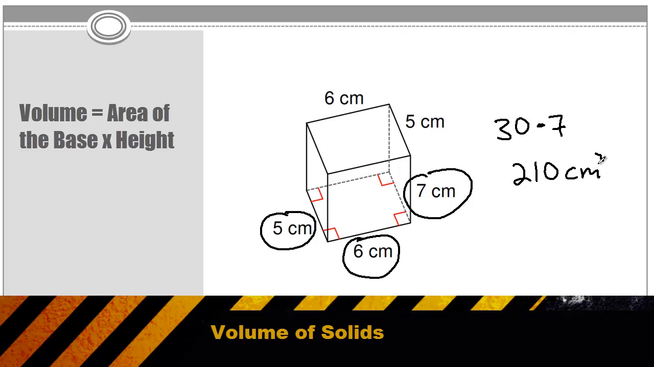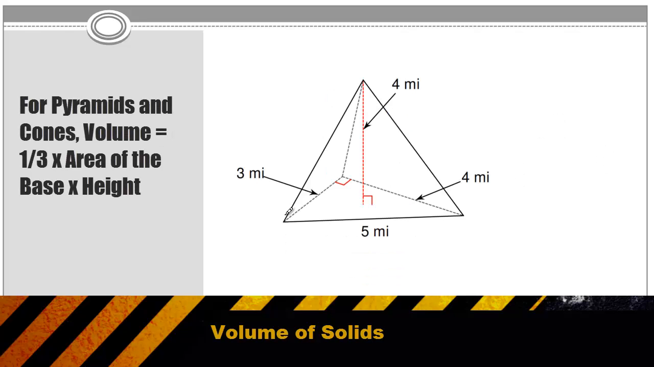If the direction of your upward sides point inward, such as in a pyramid or a cone, then to find the volume, you start with the same equation, the area of your base times your height, but then you take that answer and you divide it by 3.